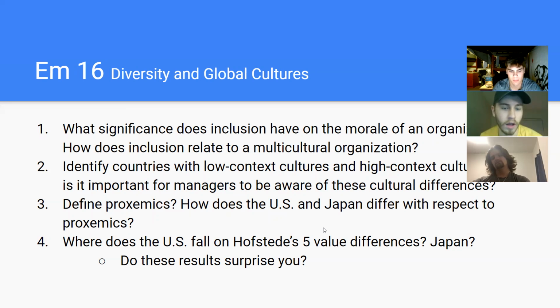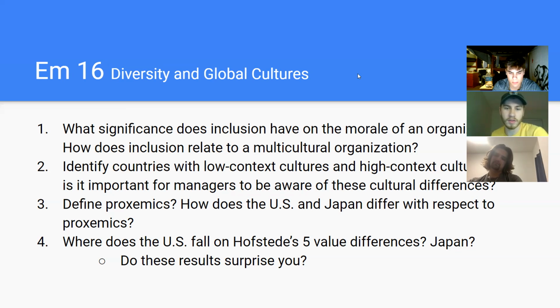Cool. Number 3, define proxemics. How does the US and Japan differ with respect to proxemics? So proxemics basically has to do with culture and the way that different cultures deal with personal space. So there's 4 distinct zones. There's intimate, which is going to be right in your face to about 2 feet away. Personal, which is 2 to 4 feet. Social, which is 4 to 12 feet. And public, which is more than 12. Obviously, all this is super different right now because we're in a pandemic, but that's chill.